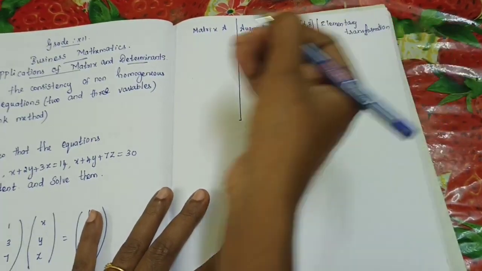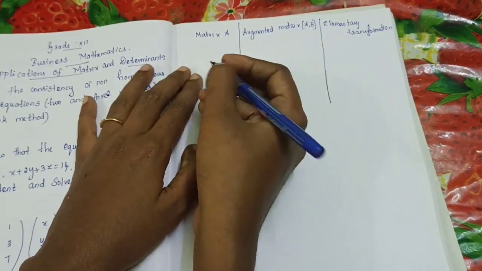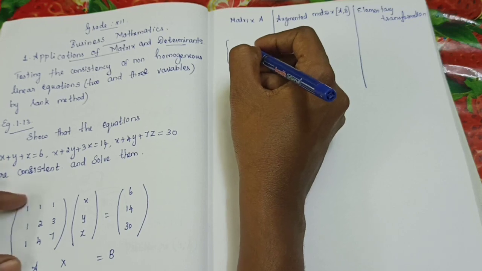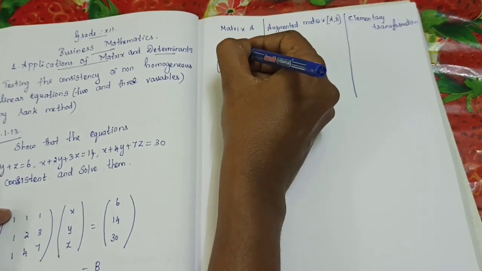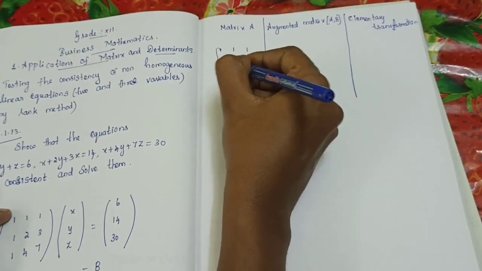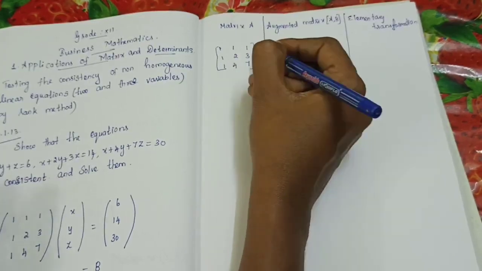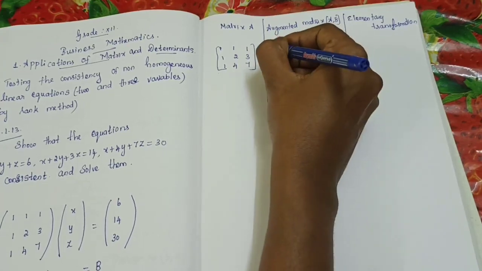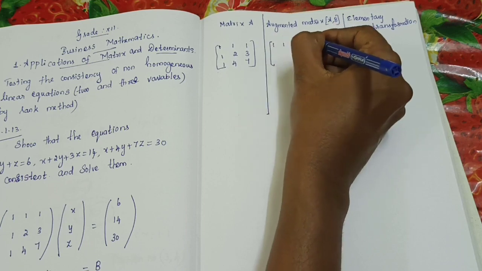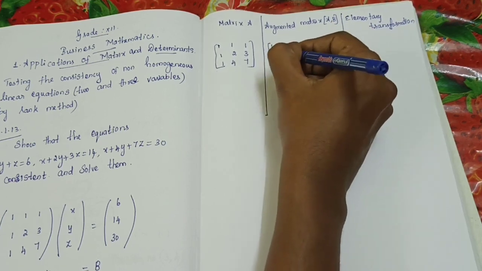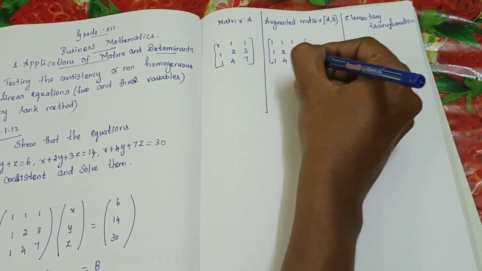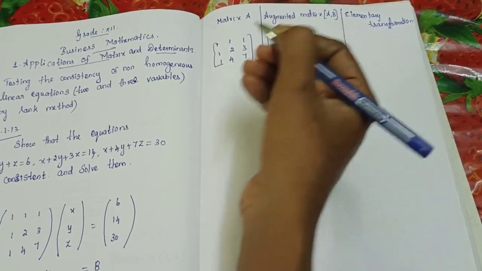Okay. So you want to write the matrix A here. This is matrix A. So 1, 1, 1, 1, 2, 3, 1, 4, 7. Correct? Then next here, A and B. Is it right? So 1, 1, 1, 6. Then 1, 2, 3, 14. 1, 4, 7, 30. Am I right?